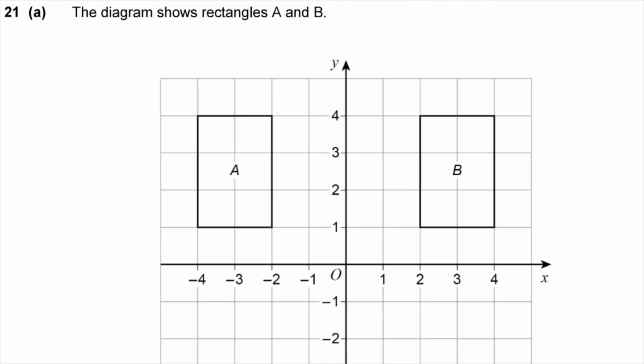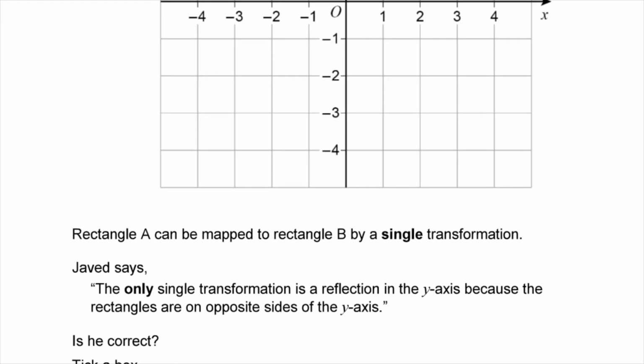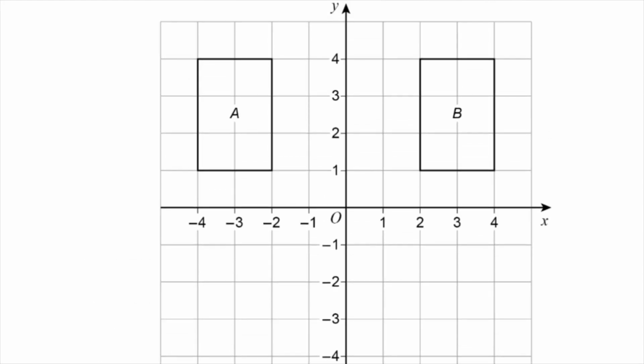21a. The diagram shows rectangles A and B. Yes, it does. And underneath it says rectangle A can be mapped to rectangle B by a single transformation. Javed says the only single transformation is a reflection in the y-axis because the rectangles are on opposite sides of the y-axis. So is that the only way that you could move A onto B?